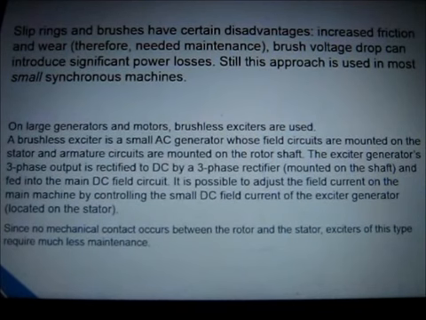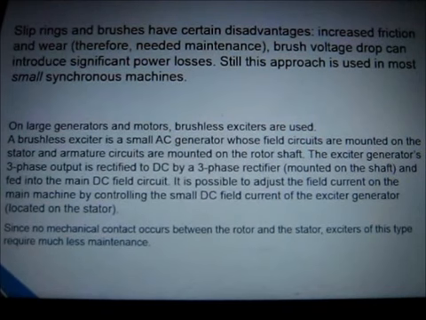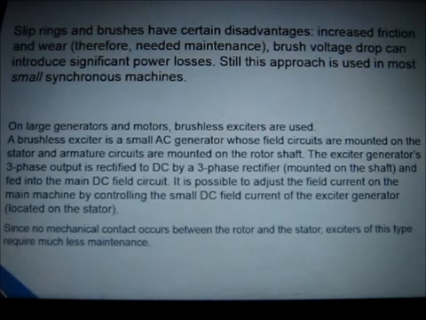A brushless exciter is a small AC generator whose field circuits are mounted on the stator and the armature circuits are mounted on the rotor shaft. The exciter generator's 3-phase output is rectified to DC by a 3-phase rectifier and fed to the main field. Since no mechanical contact occurs between the rotor and the stator, exciters of this type require much less maintenance.